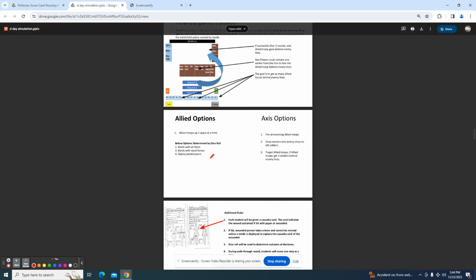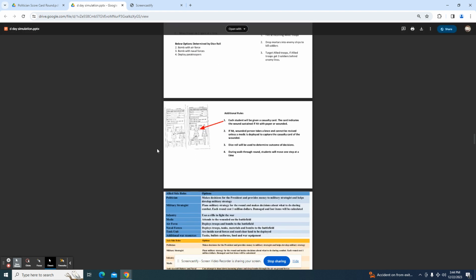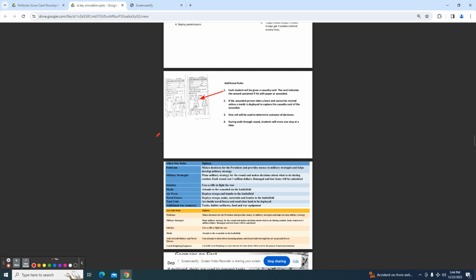This slide summarizes the options of each. So far we've addressed this one as well as this one, but there are other options that require a dice roll. Each student is given this particular casualty card. With this casualty card, let's just say I'm moving my troops up within 1 round. They move up, and the Axis power hits this individual. This individual is now wounded. Since each student is handed this card, this casualty card indicates here a stomach wound.